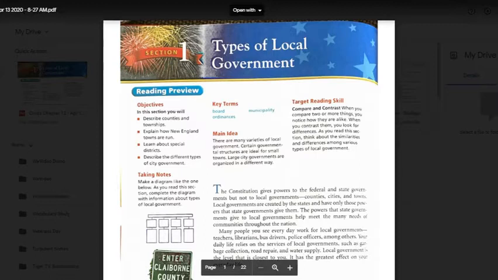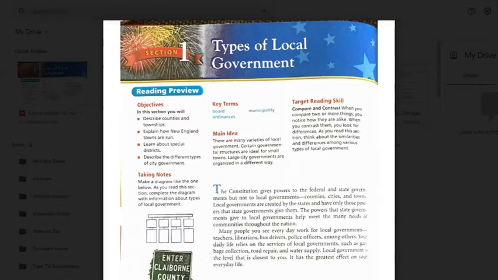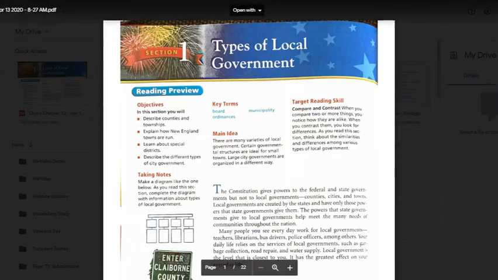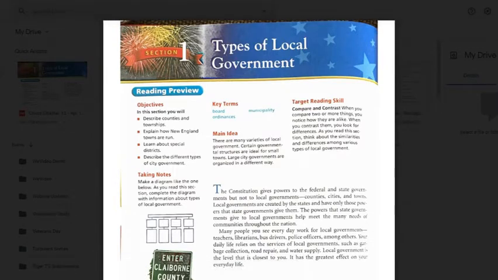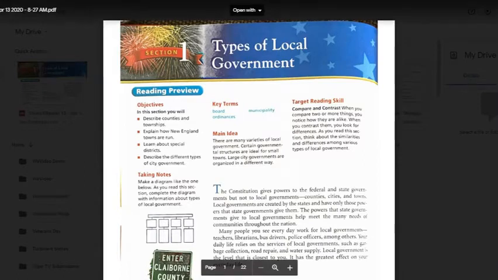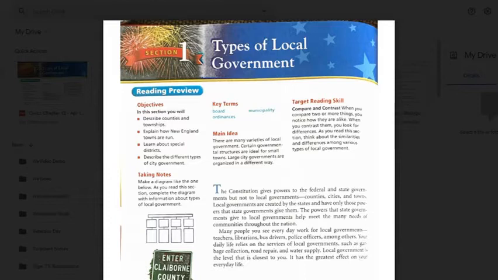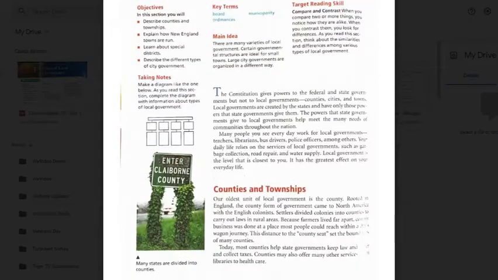4 things: counties and townships, explain New England towns, how they're run, learn about special districts, and know the different types of city government. All right, so the terms you're going to look at are board, municipality, ordinances. Your main idea is that there are many varieties of local government. Certain governmental structures are ideal for small towns. Large city governments are organized in a different way because they're so big. All right, so here we go.